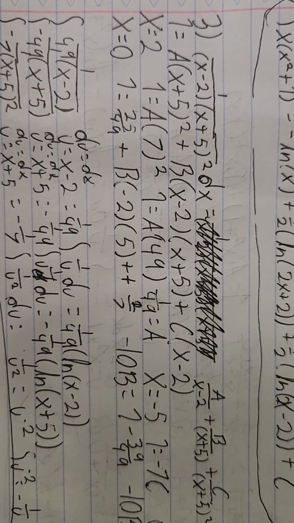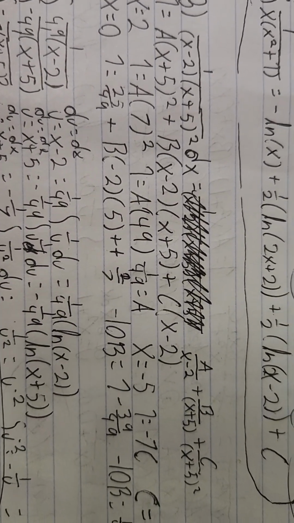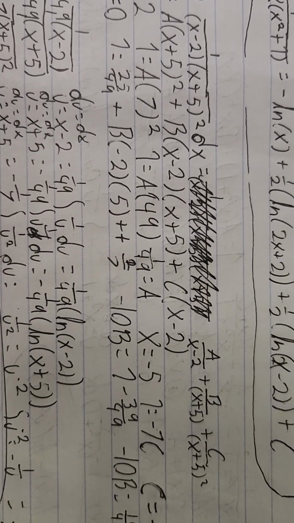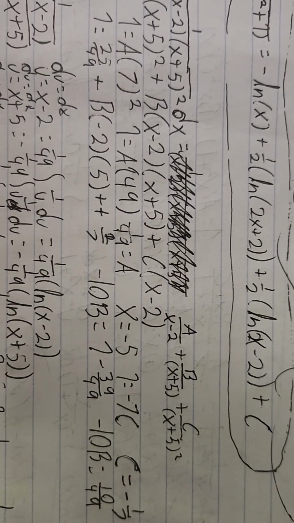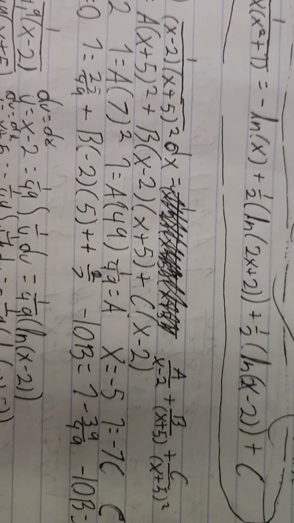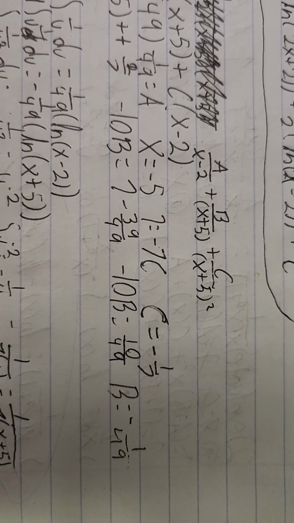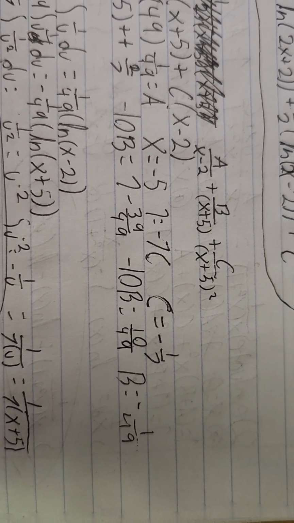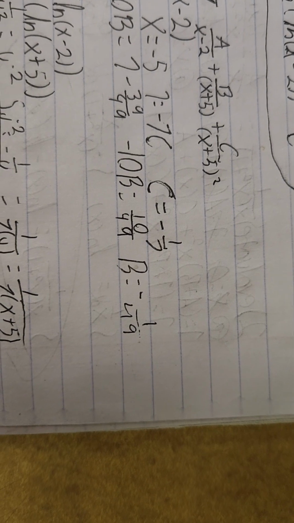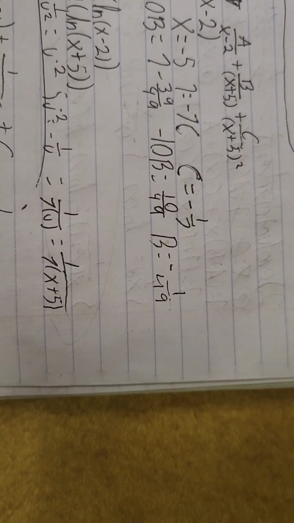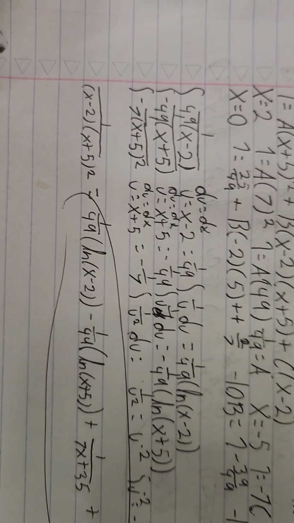This is also plugging in your other values that you've already found. So you get 1 equals 25/49 plus b times -2 times 5, plus 2 over 7. There's 2 pluses there because I accidentally wrote a minus at first. Then -10b equals 7 minus this number. -10b equals 10 over 49. b equals -1 over 49. Kind of see the 7 relationship here.